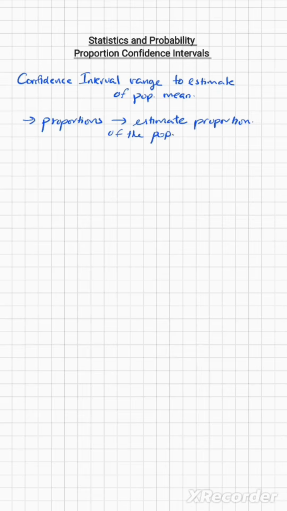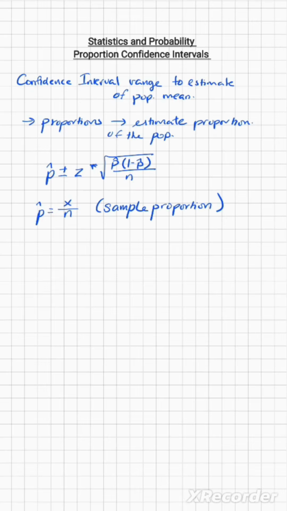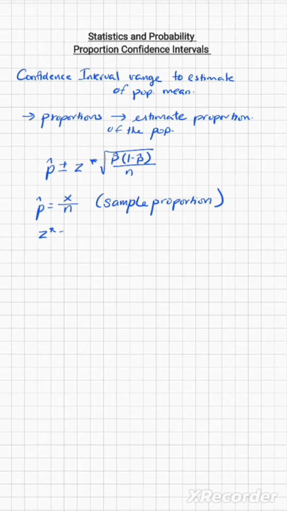of the population. The formula is P plus or minus Z times the square root of P times 1 minus P divided by N. P is basically X divided by N, the sample proportion. Z is the critical value. N is the sample size.